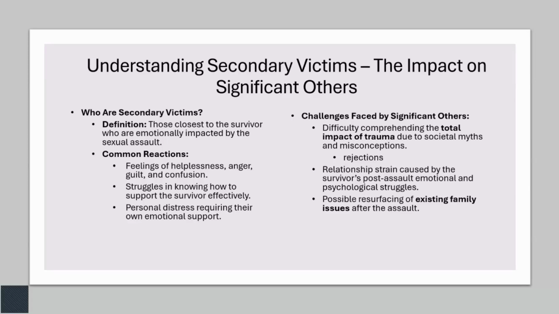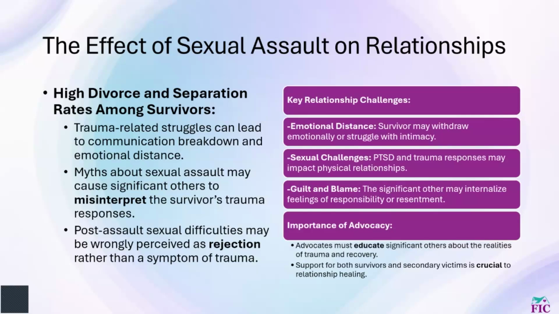There's also relationship strain, especially with intimate partners. Divorce is pretty common, unfortunately, because there are a lot of post-assault emotional and psychological struggles. And then there's the possible resurfacing of existing family issues after the assault. Arguments happen more often, and there may be a disconnect post-sexual assault, which could also be a factor with significant others. So we mentioned the high divorce and separation rate.